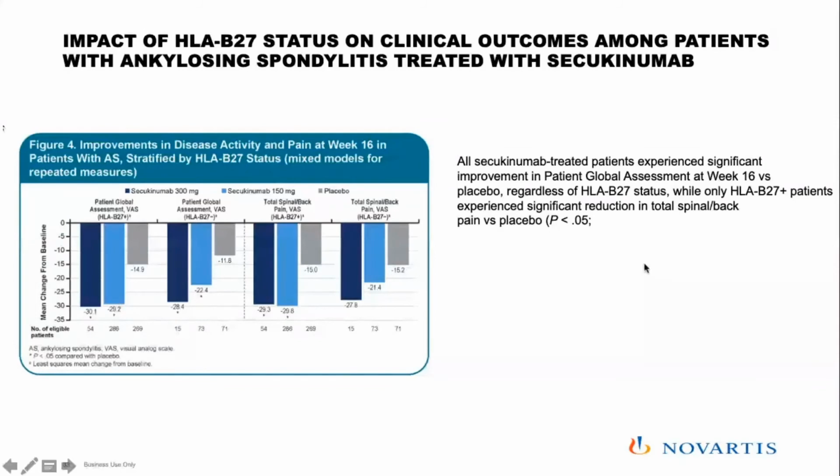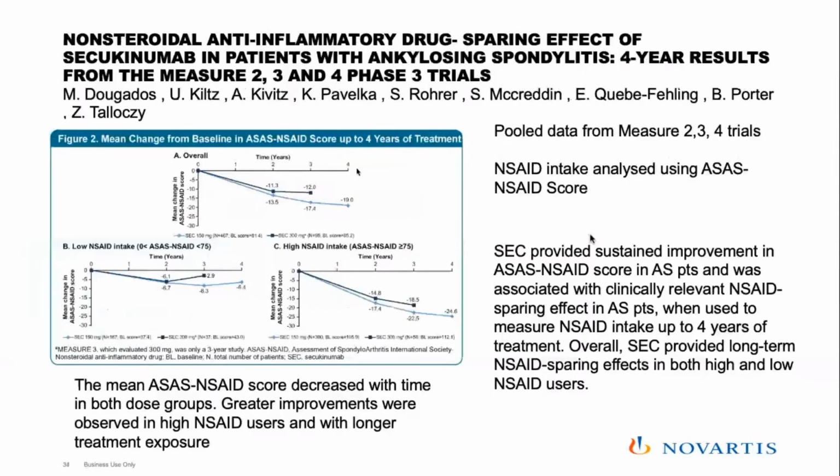But in case of the spinal pain, HLA-B27 positive patients experience significant reduction in the total spinal or back pain versus placebo. So again, 300 mg dose may be more effective in the HLA-B27 negative patients. So what about any extra benefit when we use secukinumab in respect to non-steroidal anti-inflammatory drugs?